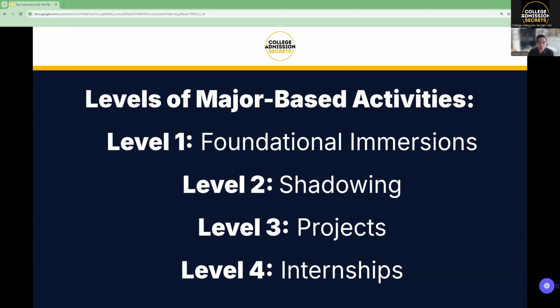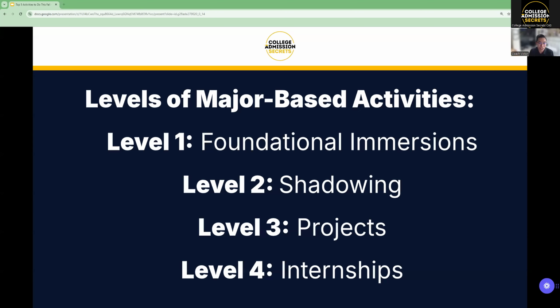Especially for those who are in middle school right now or parents of middle schoolers. Level 1 foundational immersions are going to be very important to be able to expose your child to what to do. If you ask your child and get confused about what they want to do in the future, it's because they haven't been exposed enough. So level 1 is one of the important things that we're going to be covering in terms of what are some ways that you can expose them right now to see if they're interested in it.